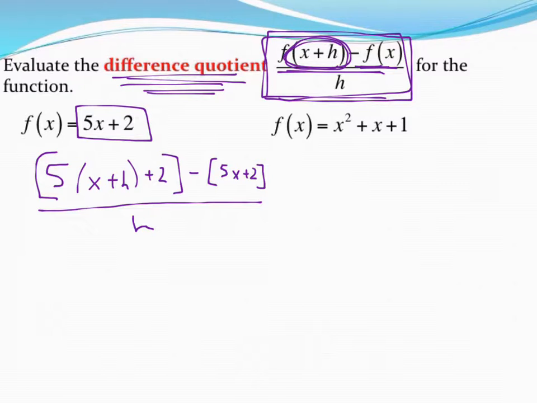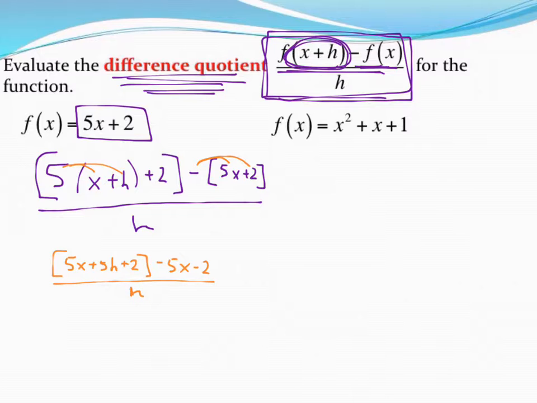So my first part in the brackets, let's go ahead and distribute that 5. So I'm going to have a 5x plus 5h, and then plus 2, and I'll keep that in brackets, although I may or may not need them. And the second part, there's nothing to really simplify, but make sure you distribute that subtraction sign. So I've got a minus 5x, and then a minus 2. Actually, let me not have the brackets because that's technically not right. And again, the whole thing's being divided by h.